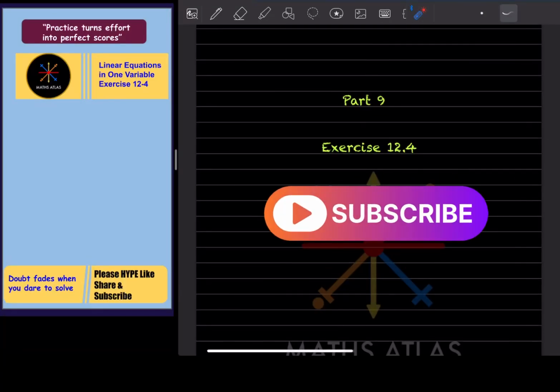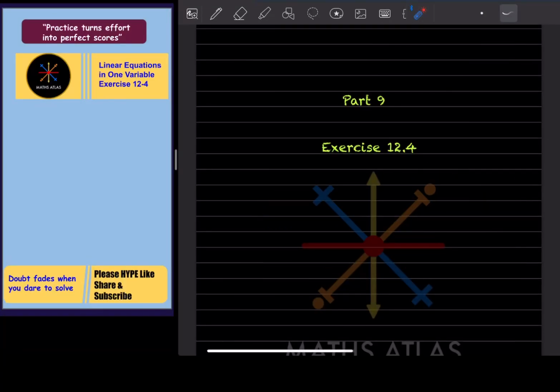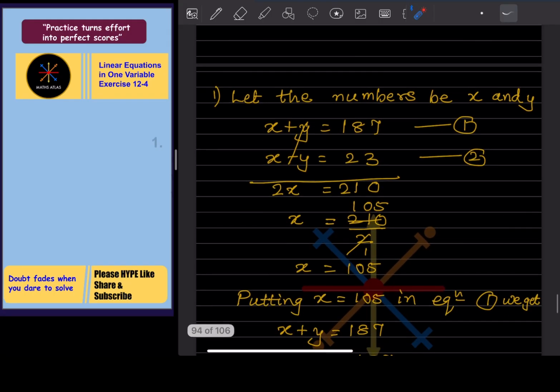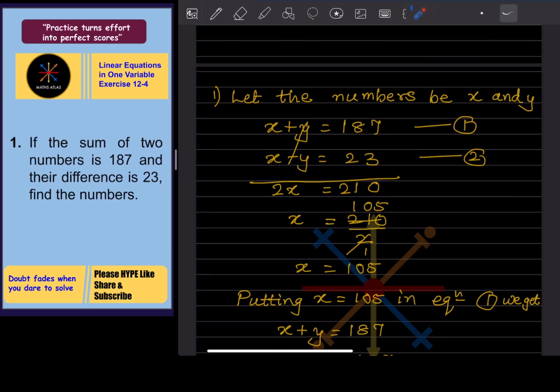Let us start with the new part 9, and we'll see exercise 12.4. So now let us go directly with the question which is given on the left hand side. It says if the sum of two numbers is 187 and the difference is 23, you have to find the numbers.